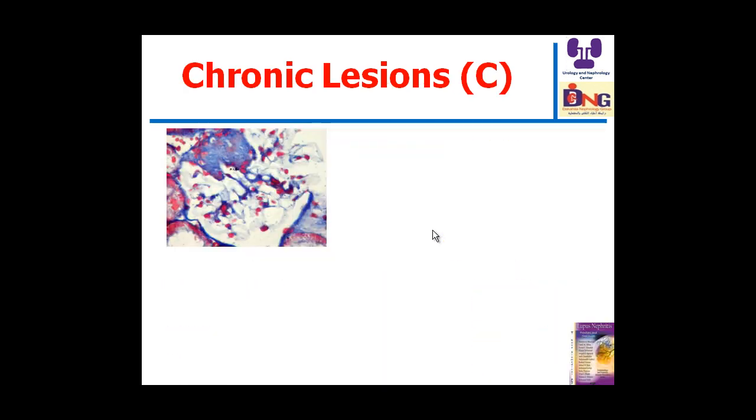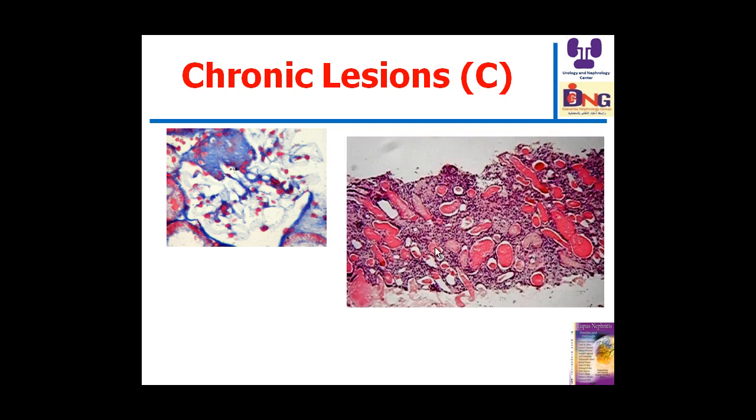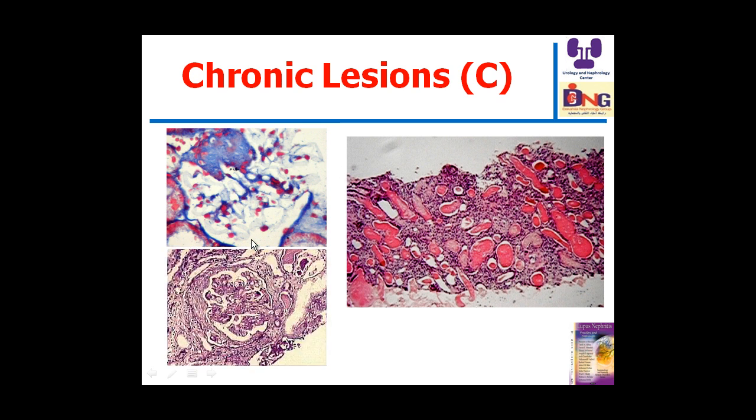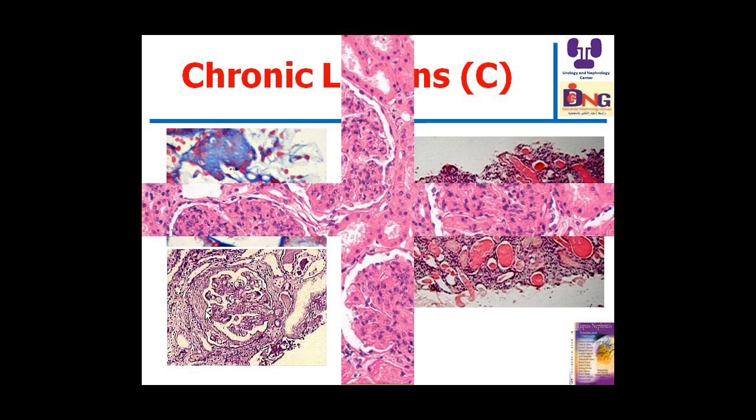Chronic lesions are 4 lesions: sclerosis, tubular atrophy, where the tubules are not back to back with some casts, and then some fibrosis within the interstitium. So tubular atrophy is one item, fibrosis one item, sclerosis one item, and the fourth chronic lesion is the fibrous crescent. So these are the 4 chronic lesions.